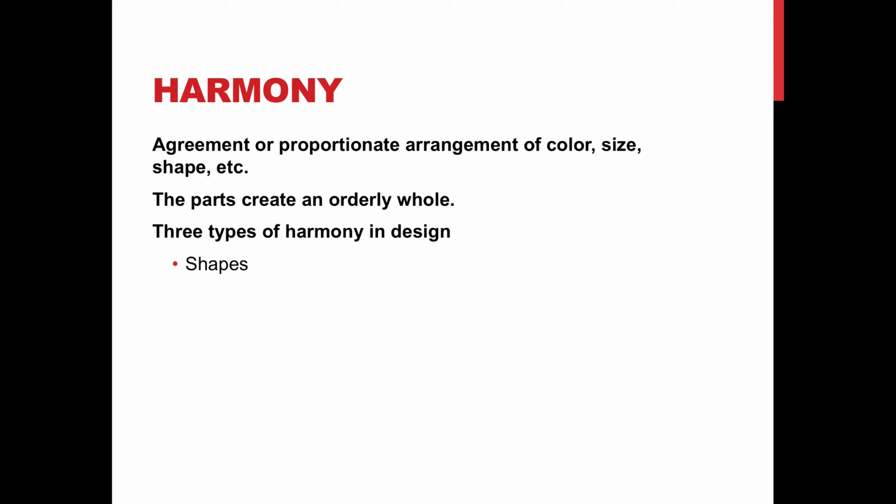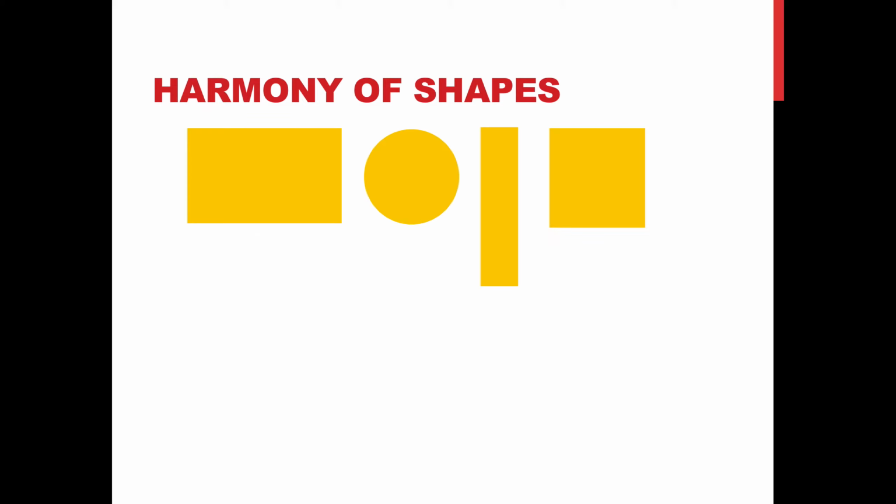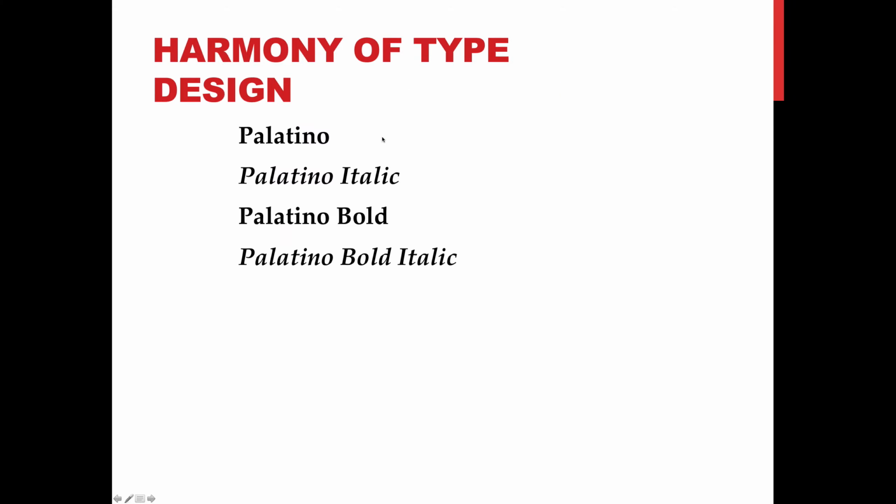There's 3 types of harmony in design. There's shapes, there's type usage, and there's tones. So shapes is what we've been talking about. So these geometric shapes. Type usage is fonts, and tones is really color. So here's some harmony of shapes, right? So obviously this is not harmonious with this, but you could have this rectangle and this square together and you could make it work.